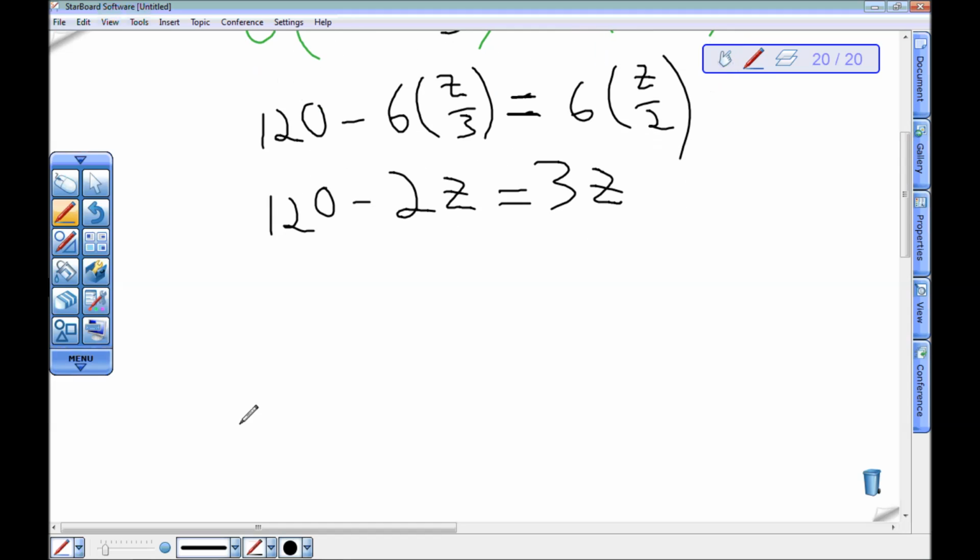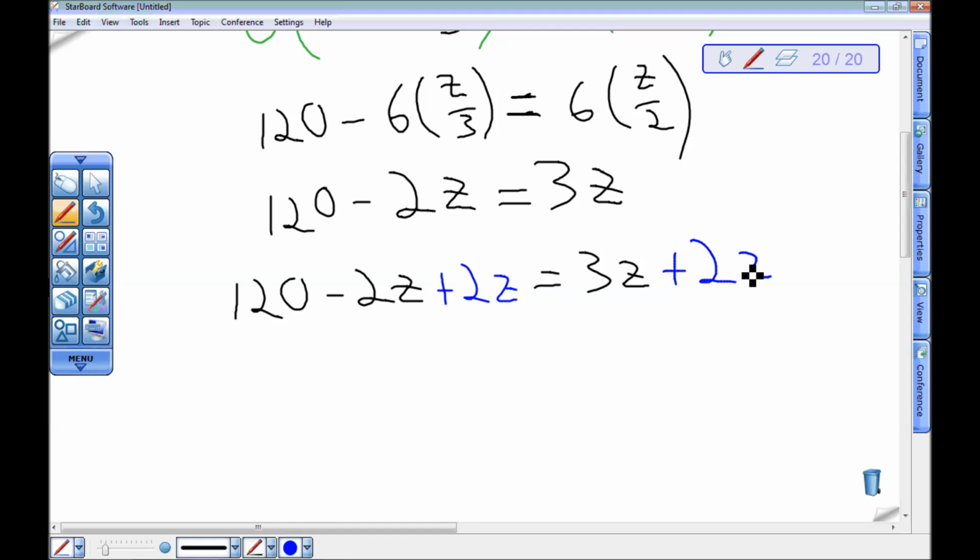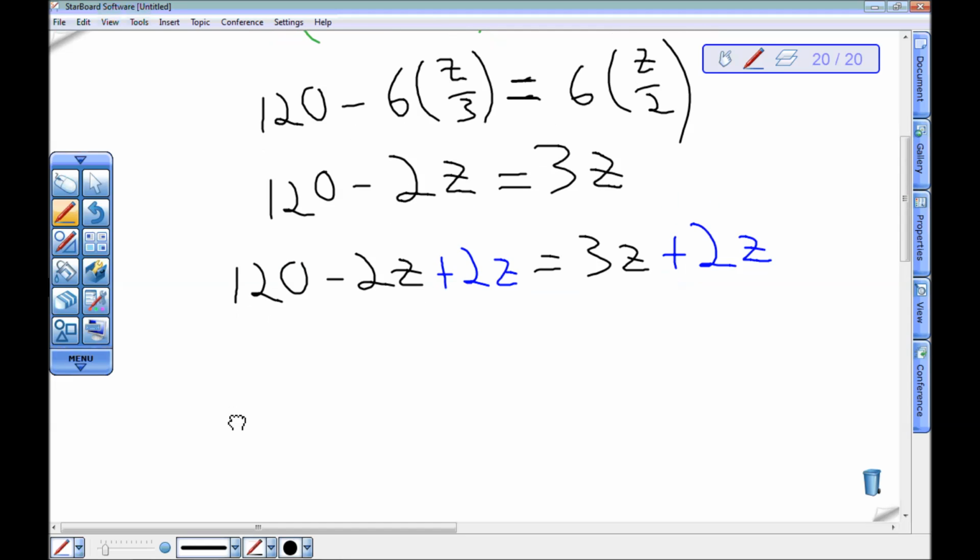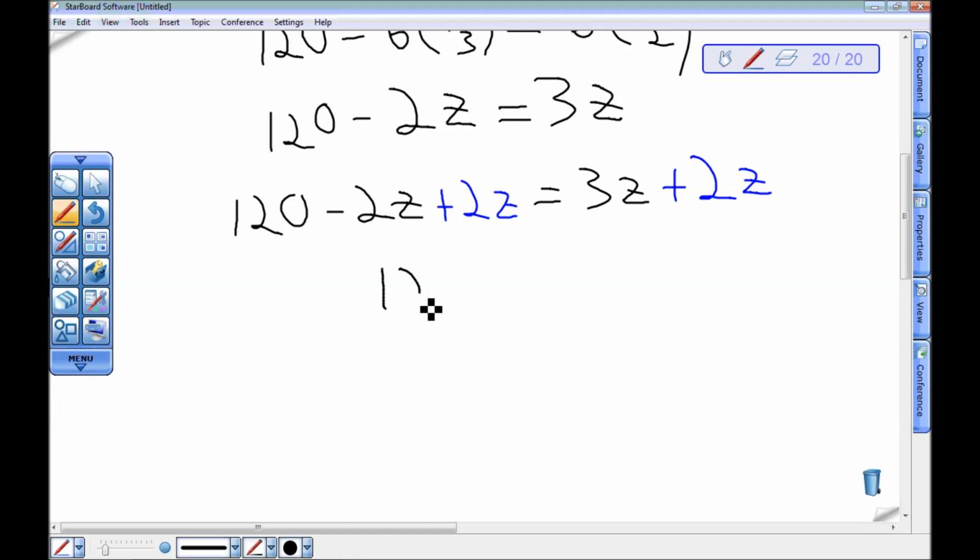So I guess I'll move my variables to the right-hand side. To do that, I have minus 2z. Instead, I wish that was plus 2z, so I'll add 2z right there. According to the addition property of equality, I added 2z over there. To keep this equation equivalent, I need to add 2z over here. Great. 120 minus 2z plus 2z is just 120. 3z plus 2z is 5z.